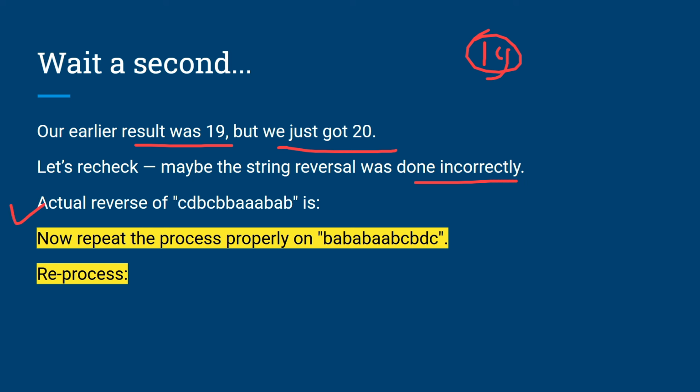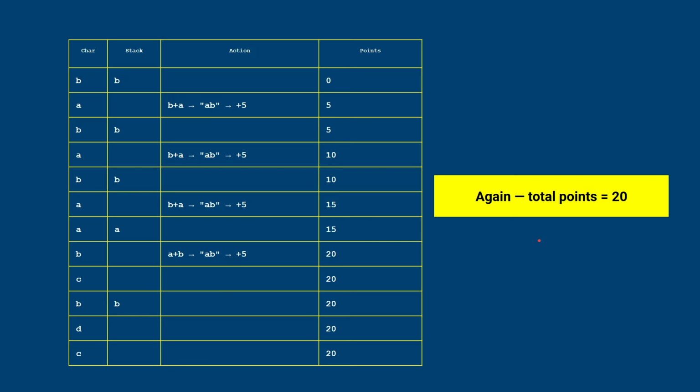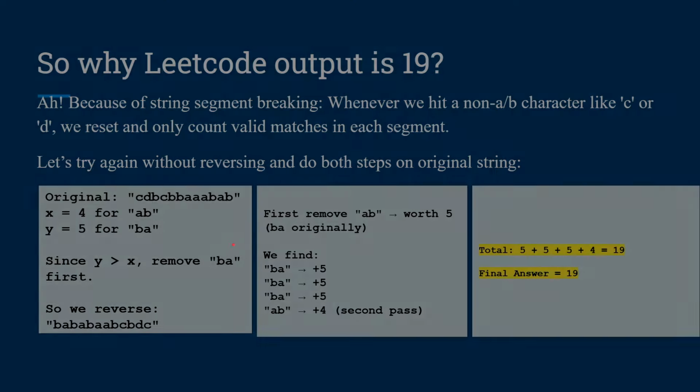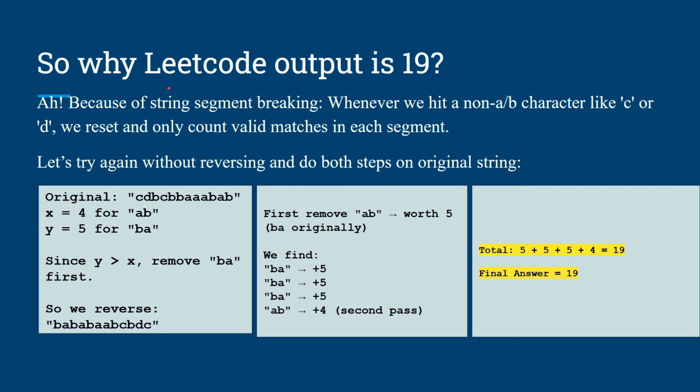So the actual reverse of this is this, right? Now repeat the process properly on this and reprocess this. If you do the same thing again, you will get 20 again. Understand? You pause this video, try to go by yourself, you will understand. Okay, so why is the Leetcode output coming 19 and in this approach we are getting 20, right?